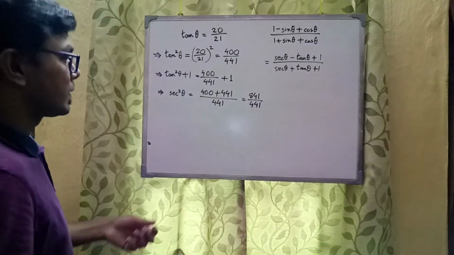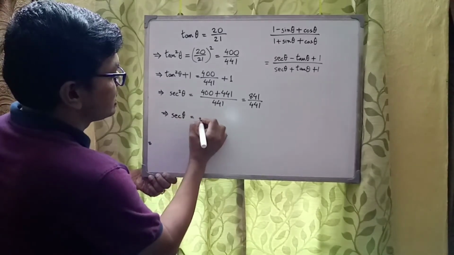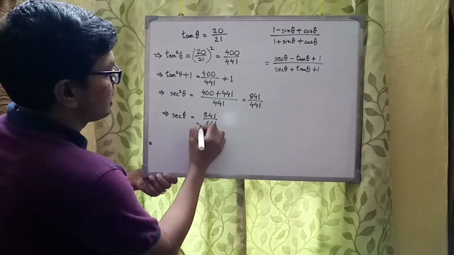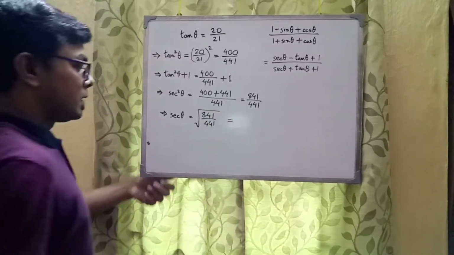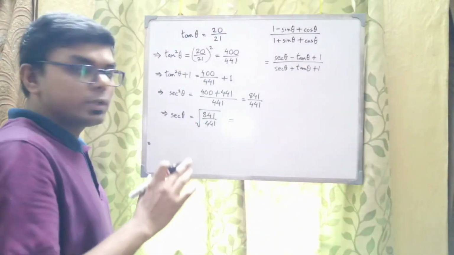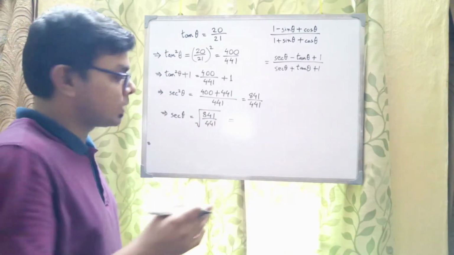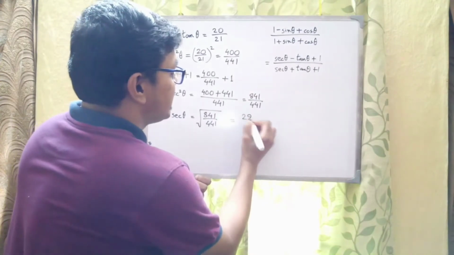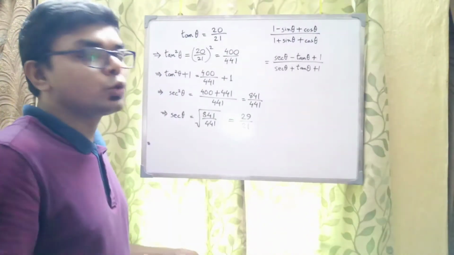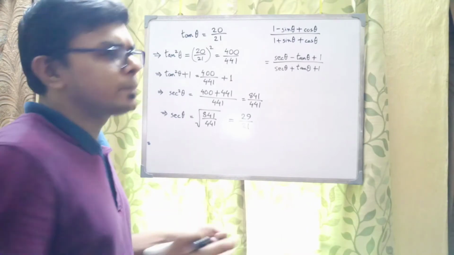Okay, that implies sec theta equals the square root of this, square root of 841 by 441. Now how will we do this? Square root of 841, for doing this you have to know the process of how to find square root. Since I already know the value, this would be actually 29 by 21. Since I already know the values, that's why I'm writing. For those of you who don't know how to find out square root, this might be a bit difficult for you, but there's nothing to worry about.